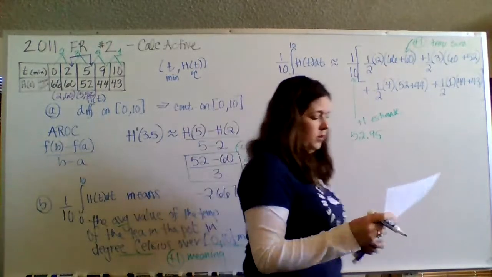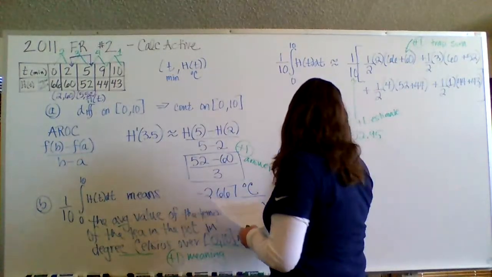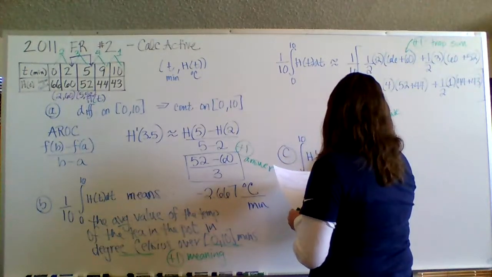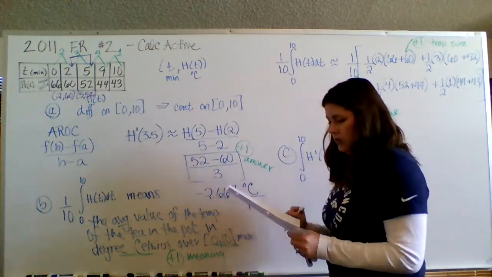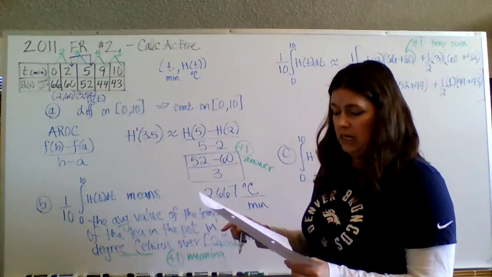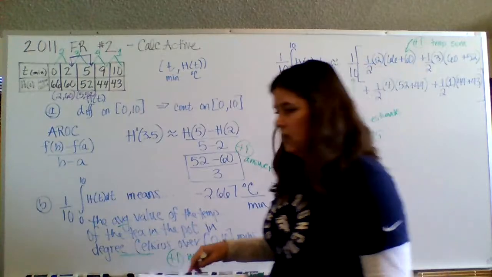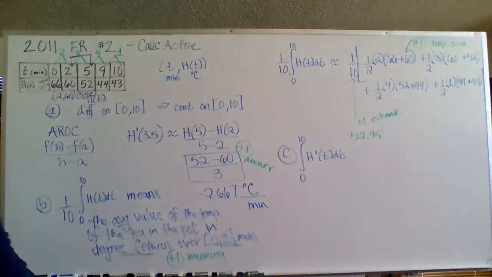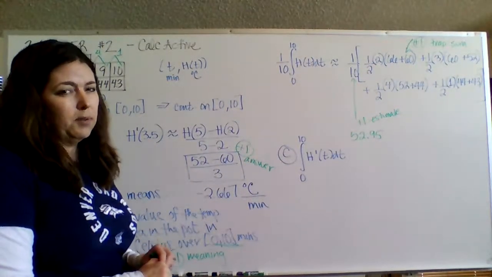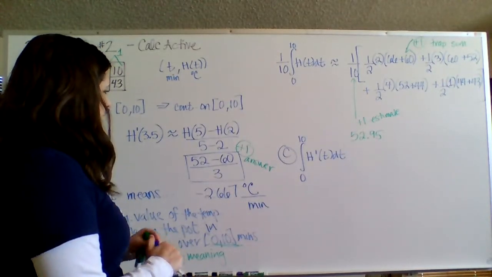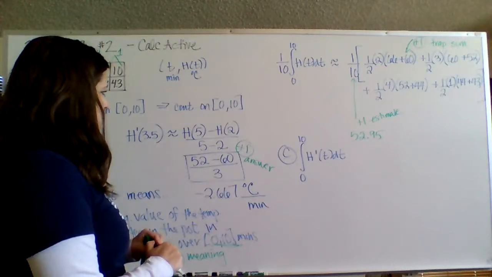Part C says to evaluate the definite integral from 0 to 10 of h prime of t dt, and then using correct units, explain the meaning of the expression in the context of this problem. So, I don't know. I think this is probably the hardest part of the whole problem, because a lot of you are going to be like, okay, I need to do a definite integral from 0 to 10 of h prime of t dt.